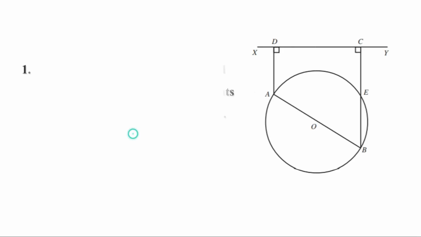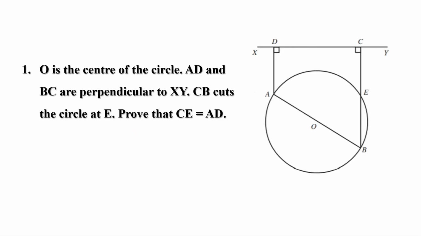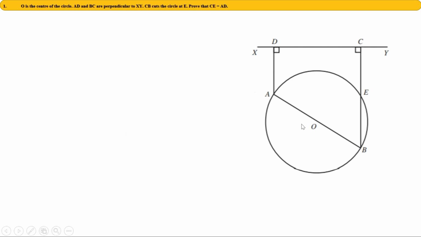The first problem: O is the center of the circle, AD and BC are perpendicular to XY. CB cuts the circle at E. Prove that CE equal to AD. Let us look at the figure at first. Given that O is the center of the circle, AD and BC are perpendicular to XY and CB cuts the circle at E. We have to prove that CE and AD are equal.